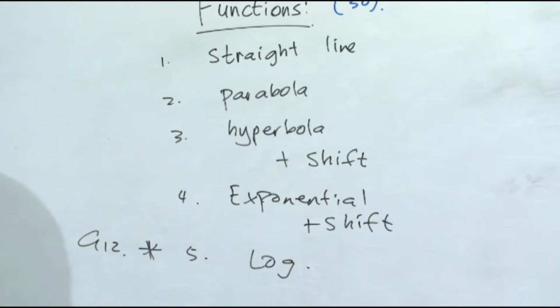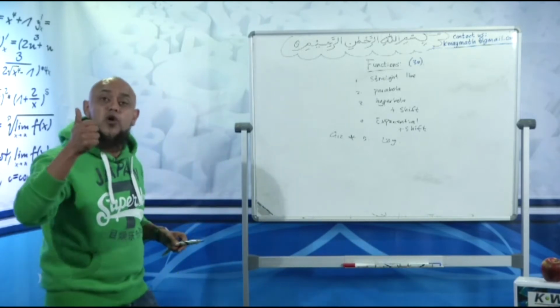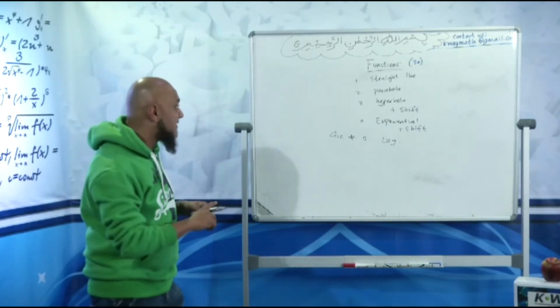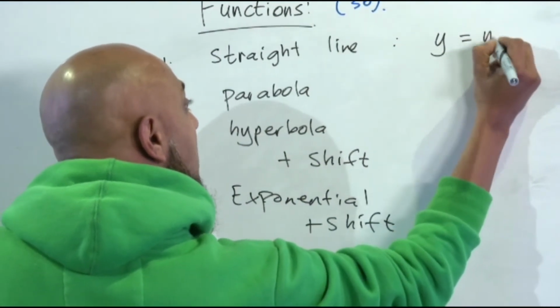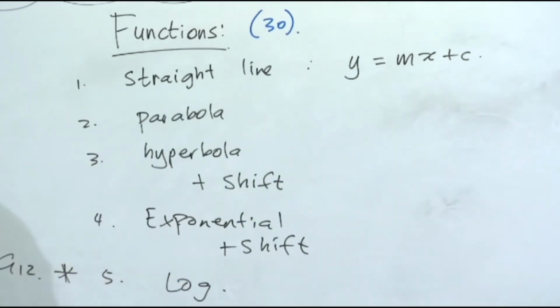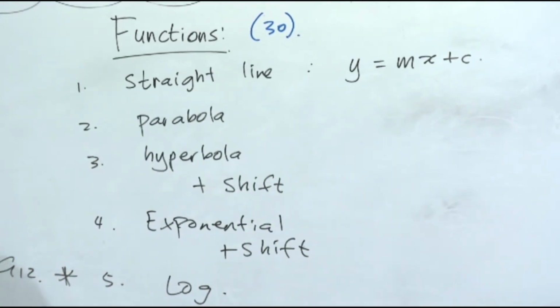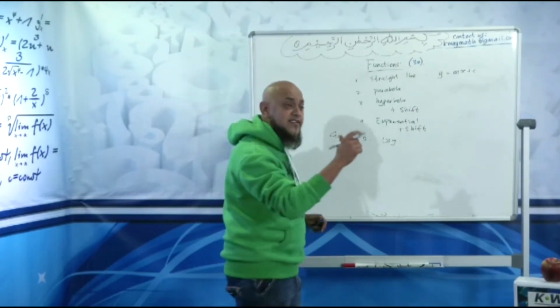Now what do you need to know in these graphs? Besides knowing the names of these graphs, you need to know what equations make up these graphs, right? So the straight line we know is y is equal to mx plus c, or ax plus q, or bx plus d. Makes no difference. As long as it's in this form, mx plus c, we know that that is a straight line graph.